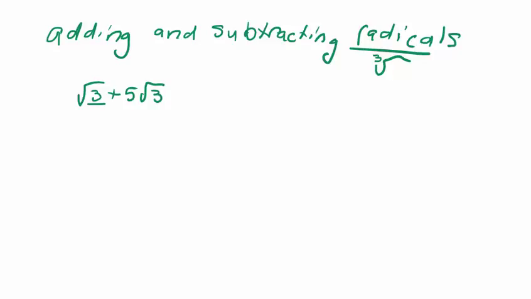Now here's one thing you'll notice. What's underneath the square root is the same. We can only add or subtract radicals or square roots or cube roots or whatever if the number underneath the square root is the same. If they're not the same, we cannot add or subtract them. And we're going to do this process the same way we would add like terms.